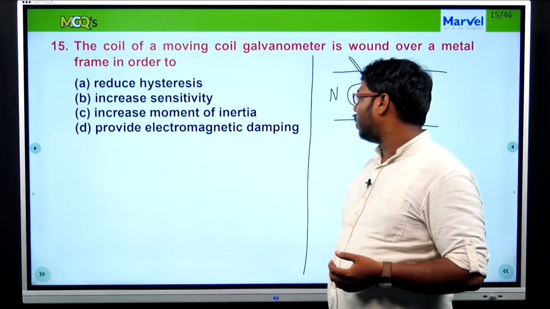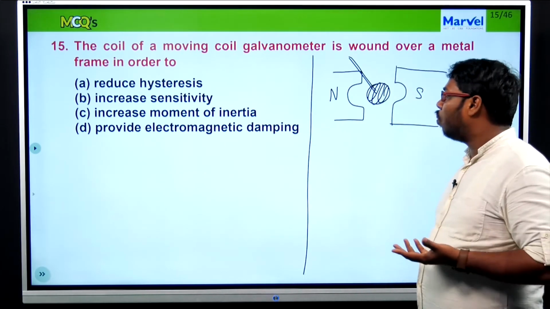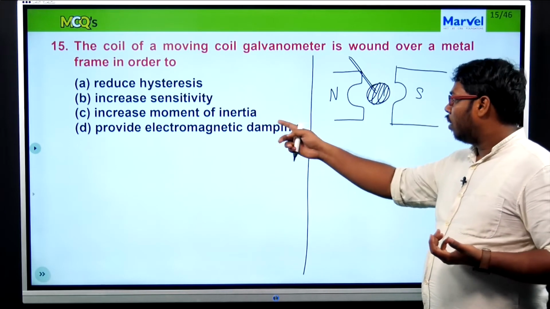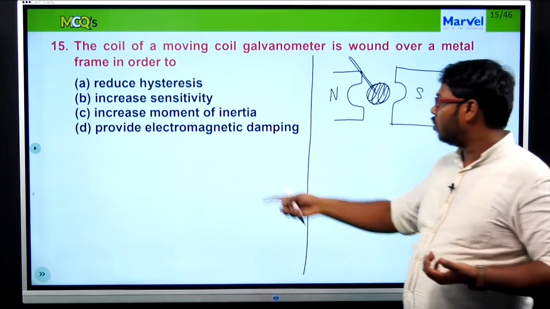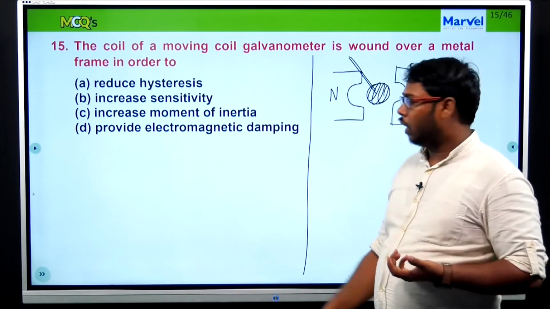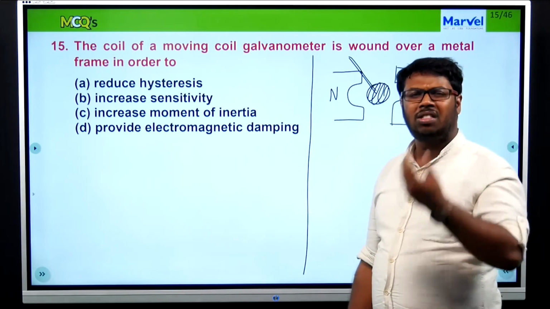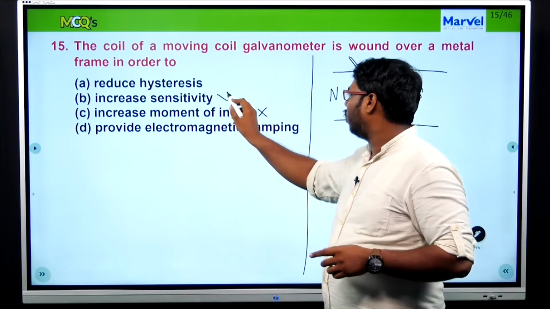To increase the sensitivity, you have to increase the number of windings. That's a different scenario. Here you don't have to wind it over a metal frame. You have to increase the number of turns to achieve the sensitivity. To increase the moment of inertia: moment of inertia has got nothing to do in here, so this is completely out of the question.